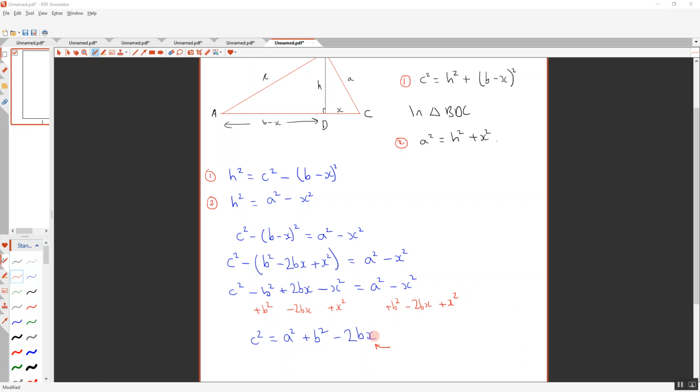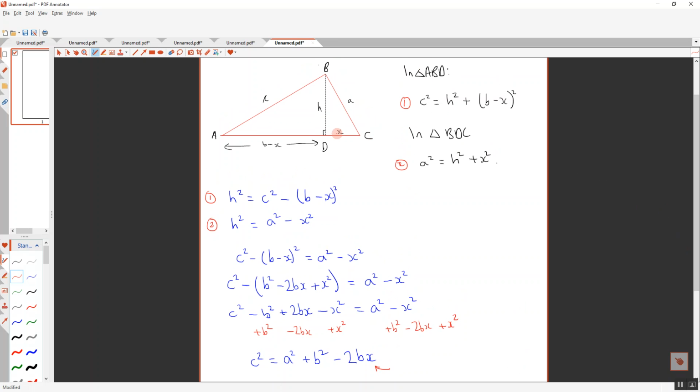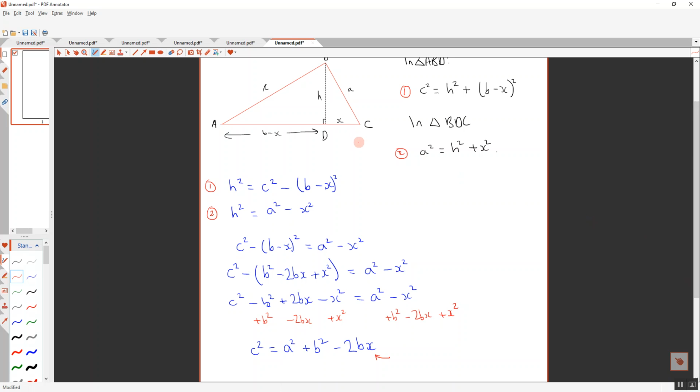Okay, so how do we get rid of this x? Well, let's go back to see what x is. So x is this length DC in this right angle triangle. Now we know with the cosine rule we're going to want to involve cos in here somewhere. So let's look at this particular angle.